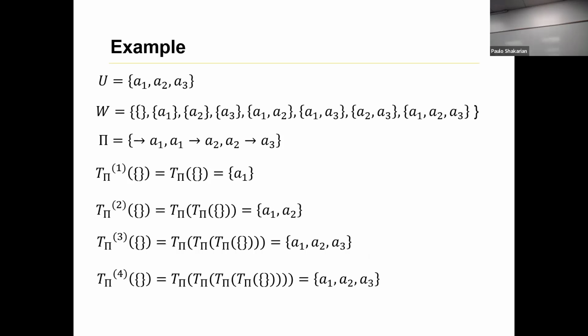One little note here, yeah. Is it necessary that there will be a fixed point in any program? We'll get to that. It's a great question.